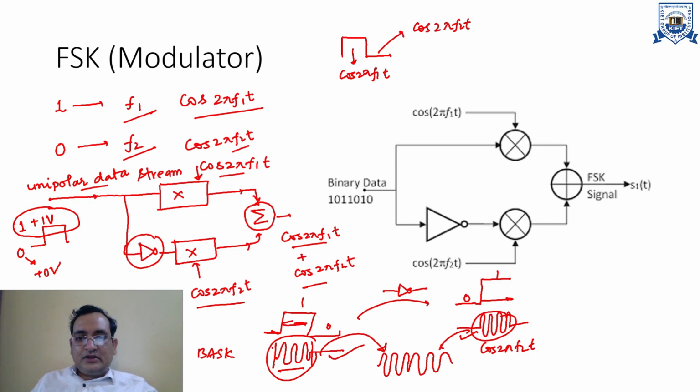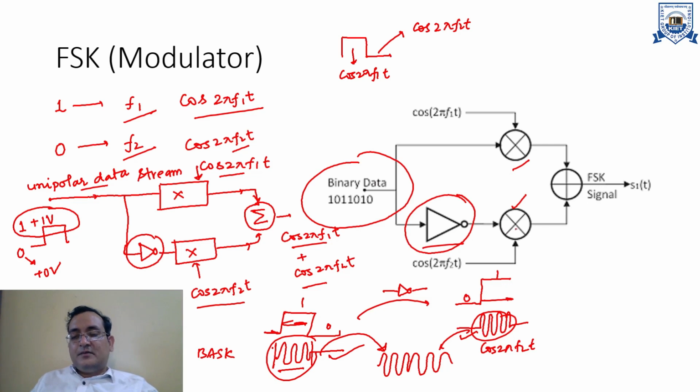In this diagram you can clearly see that your binary data bit stream is fed to two different balanced modulators, but in the second one there is an inverter at the front end of the balanced modulator. For one balanced modulator the cos 2 pi f1t signal is present, and for the second balanced modulator cos 2 pi f2t is present. After that you combine these two signals with the help of a summer, the plus symbol, to get the FSK signal. So this is the modulator.